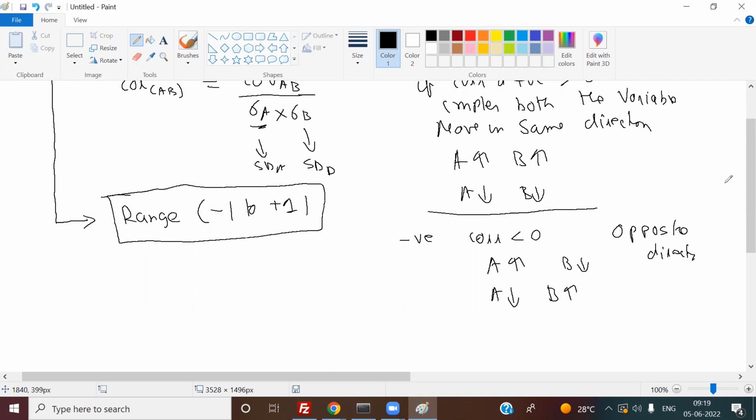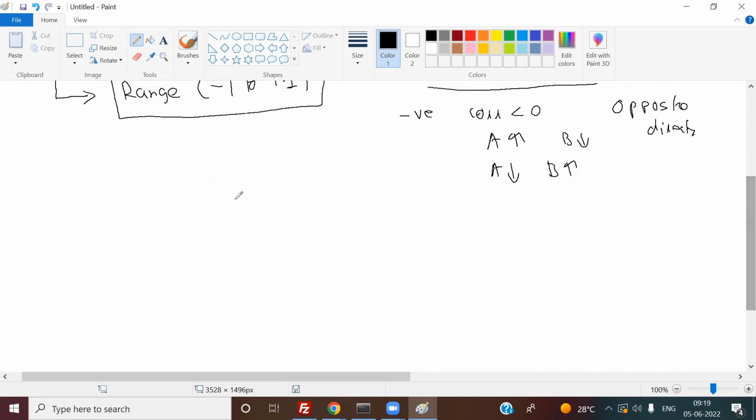Okay. Now let's take an example. So let's say the best example would be your price and let's say quantity sold. Price and the quantity sold. Let's say price was 100, quantity sold was 50. Price is 140.